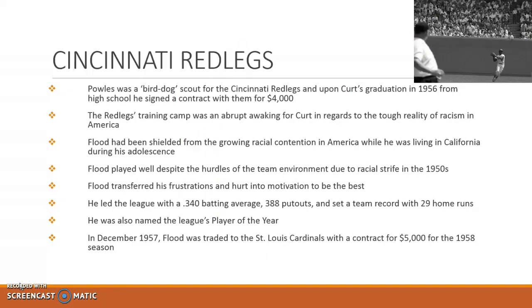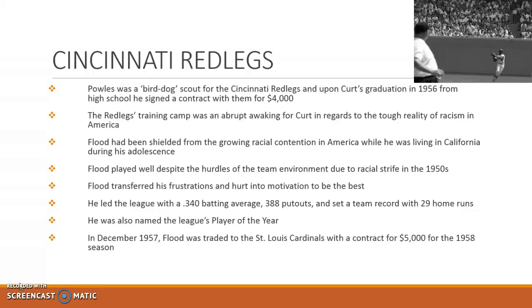Pals was a bird dog scout for the Cincinnati Redlegs, and upon Curt's graduation in 1956 from high school, he signed a contract with them for $4,000. Back then, that was a lot of money. The Redlegs training camp was an abrupt awakening for Curt in regards to the tough reality of racism in America.